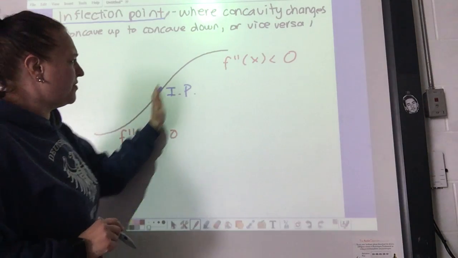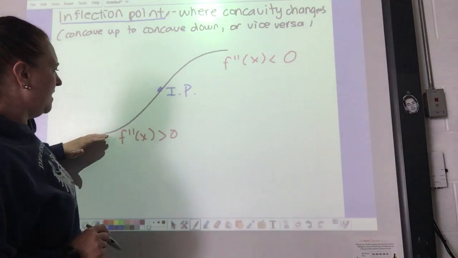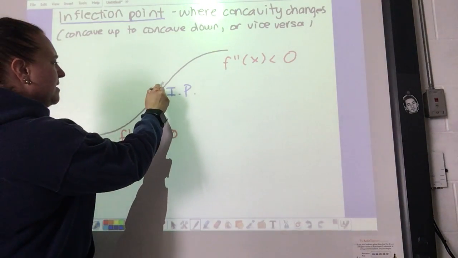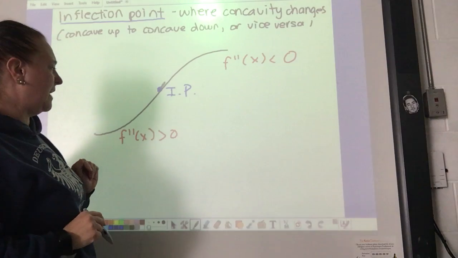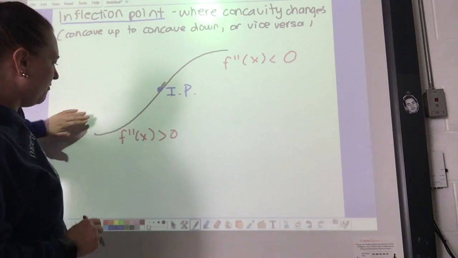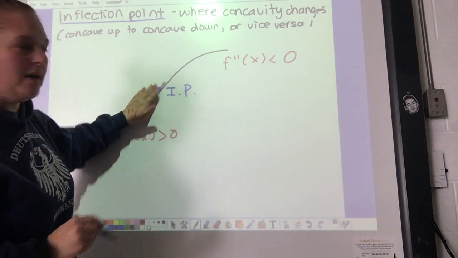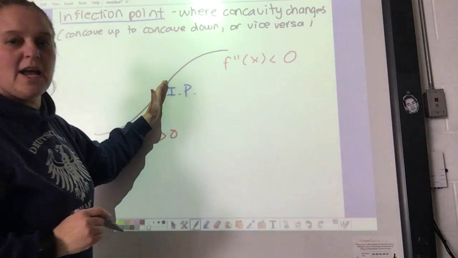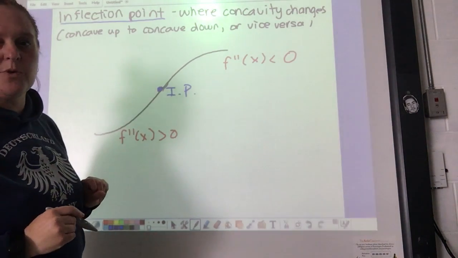So I just drew a partial graph here. So you can see that this would have a change in concavity. The point in the middle where it changes would be the inflection point. So here, I know it's not the full graph, but this would be concave up. And then here, it's starting to go concave down. So right here is where the concavity changes, so this would be the inflection point.